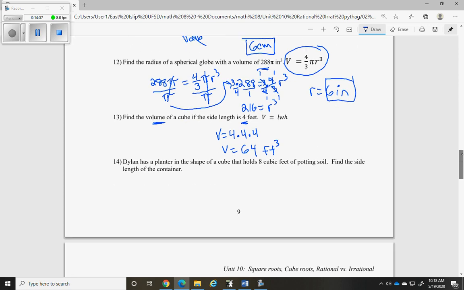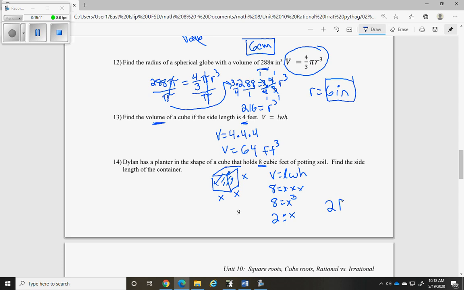Number 14, Dylan has a planter in the shape of a cube that holds 8 cubic feet of potting soil, so it's filled, which means the volume was given to us. If volume equals length times width times height, and if it's a cube, the length and the width and the height are all the same thing. So 8 equals x times x times x, or 8 equals x to the third power. What number to the third power is 8? Oh, x would have to be 2. 2 what? 2 feet. The side of the container is 2 feet.